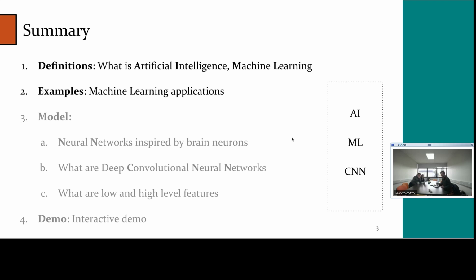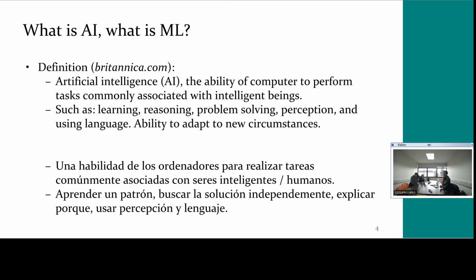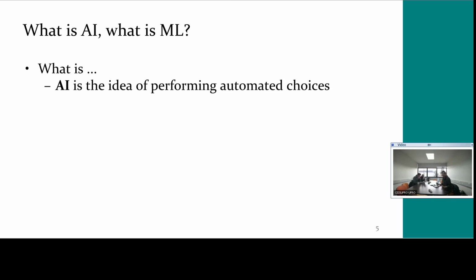Okay, getting into the presentation. What is AI, and then what is machine learning? So artificial intelligence, this is the only slide I'll be reading this much. Artificial intelligence is the ability of computers to perform tasks commonly associated with intelligent beings. That's like an Encyclopedia Britannica definition, and this is also the only translation I have here because it's a definition. So, briefly speaking, it is the idea of performing automated choices somehow intelligently.